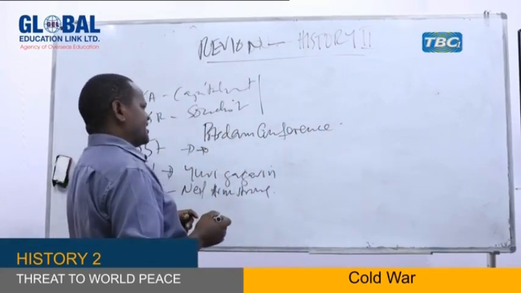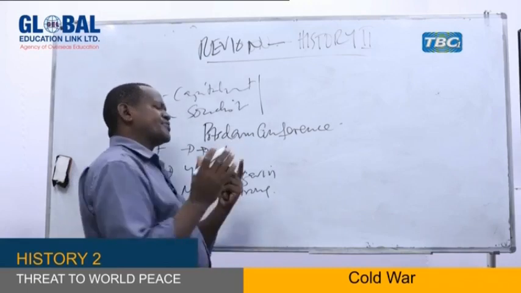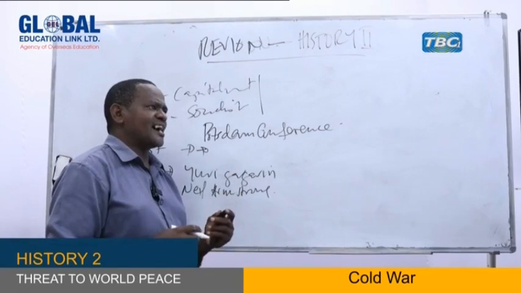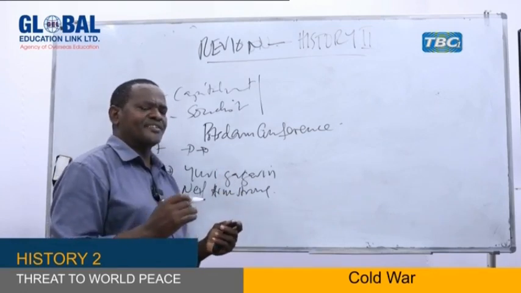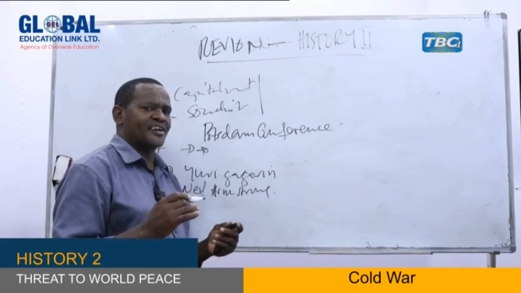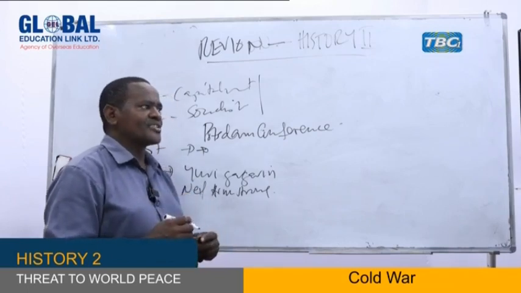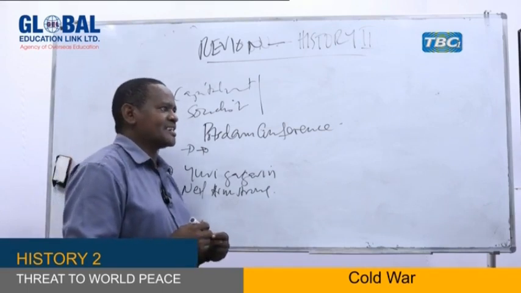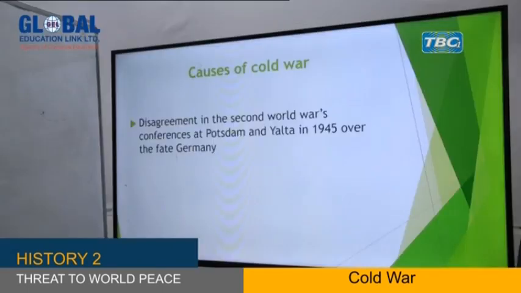What had they disagreed? In fact, these countries were allied, and during the conference, as I said earlier, there was the President of the United States, Harry Truman, there was the President of the USSR, Joseph Stalin, and also there was the Prime Minister of Britain, Clement Attlee, who in fact came to replace Winston Churchill after he was defeated in the election. So during that conference, there was some misunderstanding.